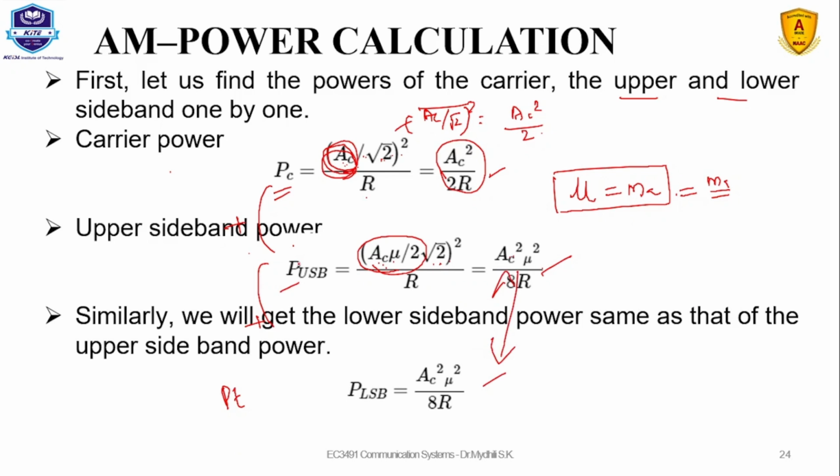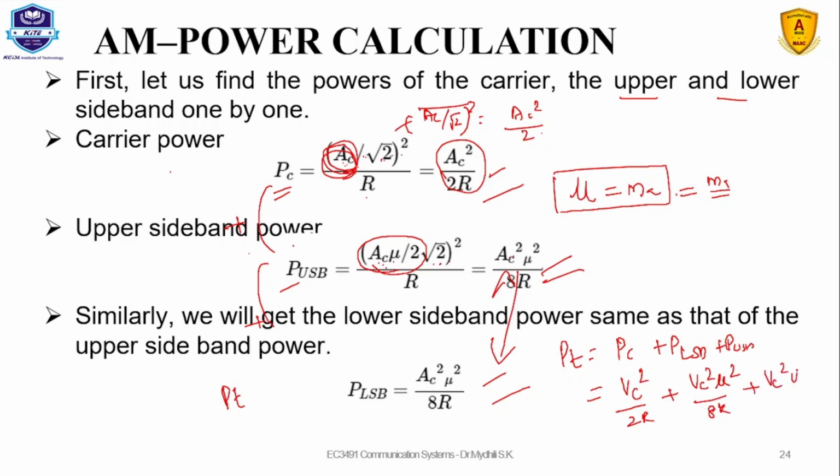So substituting all these power calculations. So what is PC? What is PLSB? What is PUSB? Just add it. So we are going to add this PC with respect to PLSB plus PUSB. We will be getting the total power, that is VC square by 2R plus VC square into mu square by 8R plus Vc square mu square by 8R. Sorry, I'm used to V, that's why I'm using mu. Since in here I have used A, I'll go with A itself.